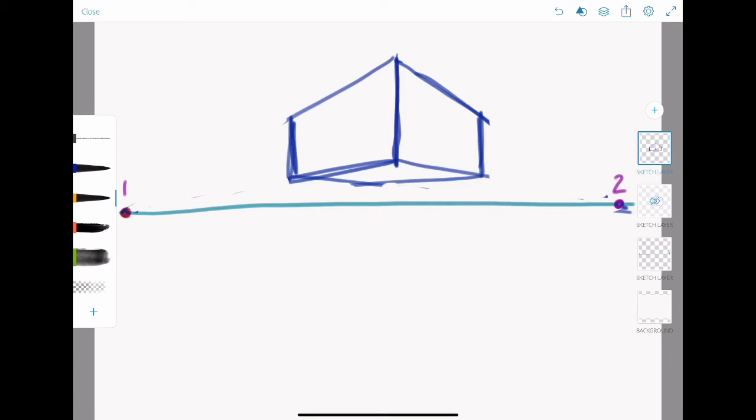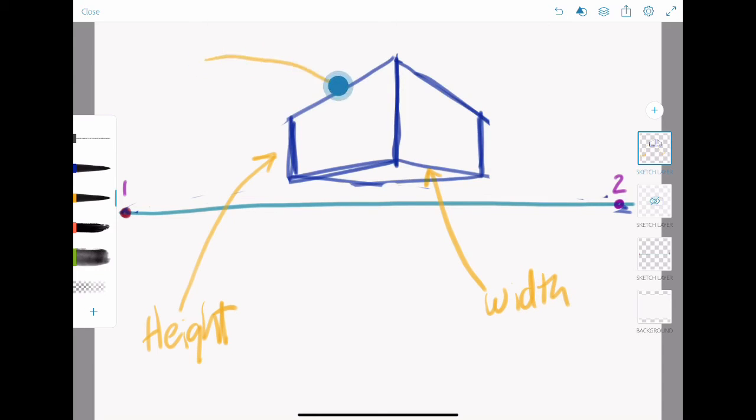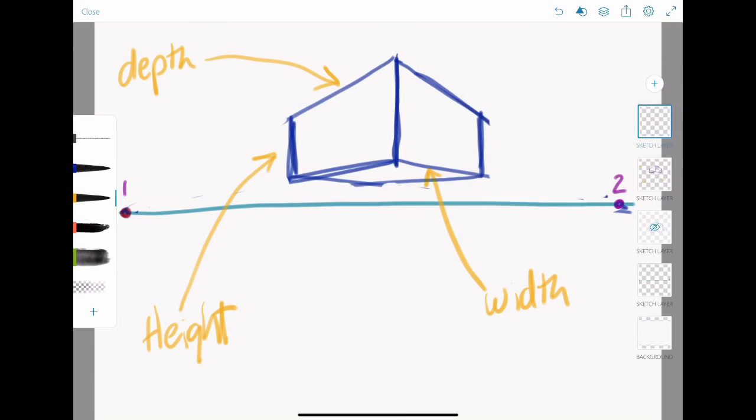These lines represent height, width, and depth. Vertical lines are height. Our diagonal lines, or converging lines, represent width, and they represent depth. Okay, so all 3 of those dimensions are still there.